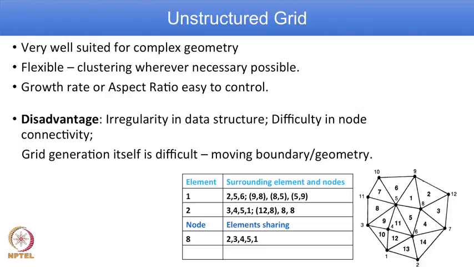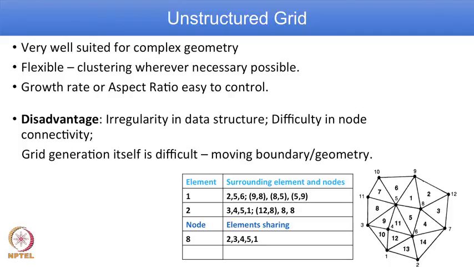There is also another way of writing. For example, node 8 is shared by 5 elements, 1, 2, 3, 4, 5. So, you can also build a table like this: node 8 is shared by elements 2, 3, 4, 5, 1 if I go in this cyclic order. So, one has to build a table explaining nodal connectivity and elemental connectivity. Such a complex situation is there for unstructured grid.